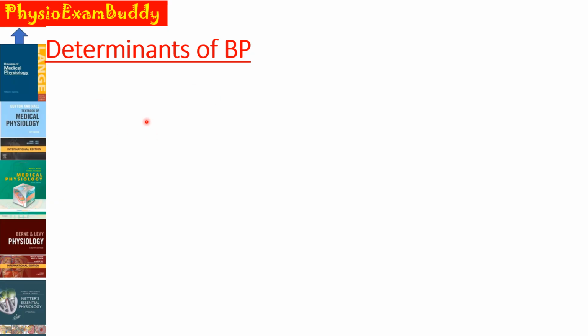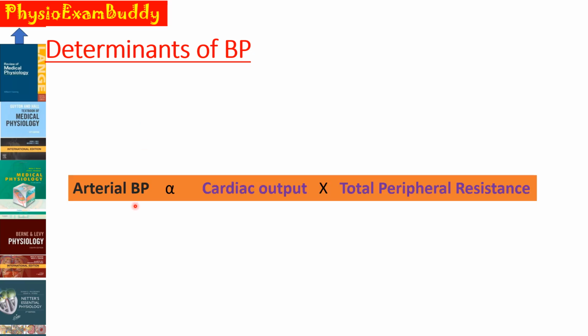Next, about the determinants of blood pressure. Arterial blood pressure is a function of the product of cardiac output and total peripheral resistance. That is, BP is equal to cardiac output multiplied by peripheral resistance. Therefore, arterial BP is affected by conditions which affect either cardiac output or peripheral resistance.